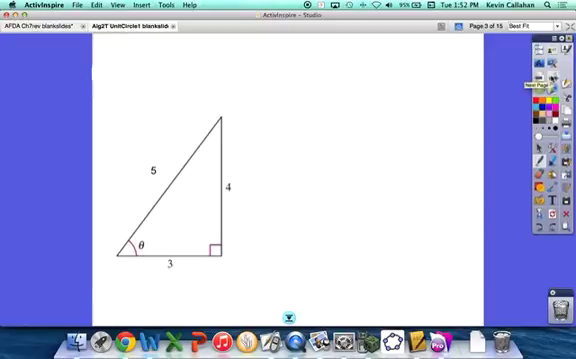Here's a right triangle, a Pythagorean triple: 3 squared plus 4 squared equals 5 squared. If I wanted to find the sine of theta, the sine of theta would be opposite over hypotenuse. In this triangle, the opposite is 4 and the hypotenuse is 5. So the sine of theta equals 4/5.